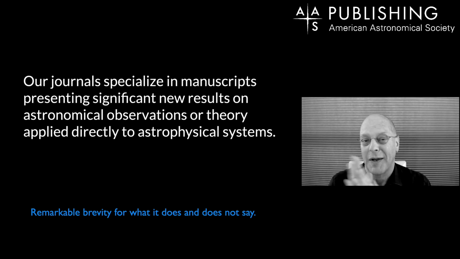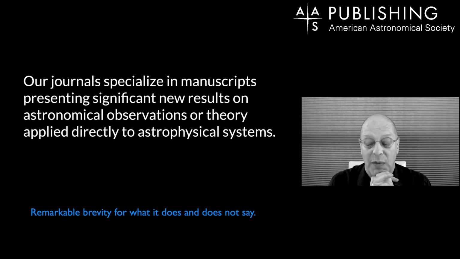And so this might kind of look like boilerplate to you, but it's not, because it has a sort of remarkable brevity for what it does and what it does not say. So what it does say is significant new results applied directly to astrophysical systems. So that means that we don't publish review papers, we don't publish comment papers, and things that do come in need to have significant new results. Right? Incremental results don't cut it, so they have to be significant and new.